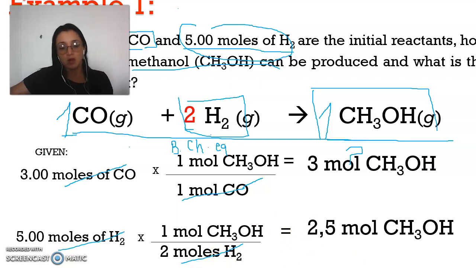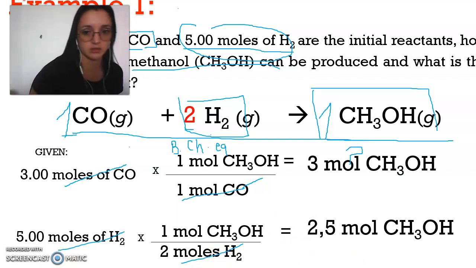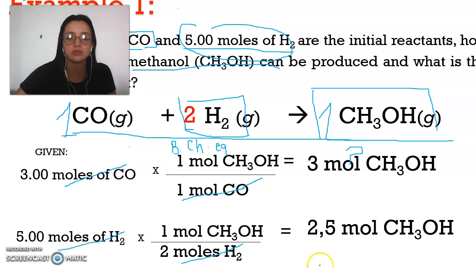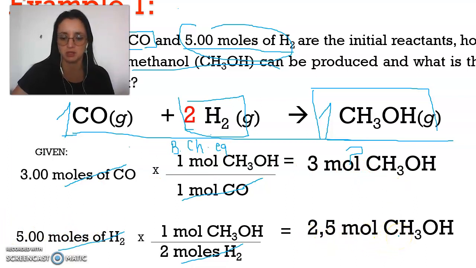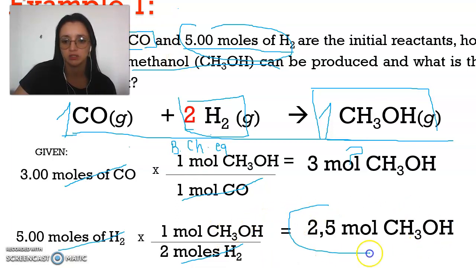Okay, now how do we interpret these results? According to your calculations, if you were only to consider carbon monoxide, you are going to produce 3 moles of methanol. But if you consider the moles of hydrogen, you can only get 2.5 moles of methanol. So for the answer to the question, how many moles of methanol can you produce? What we need to take into account is the smaller number, in this case the 2.5 moles.